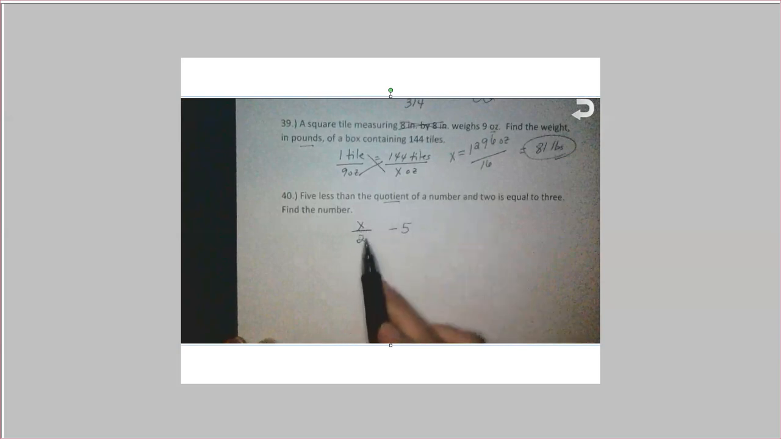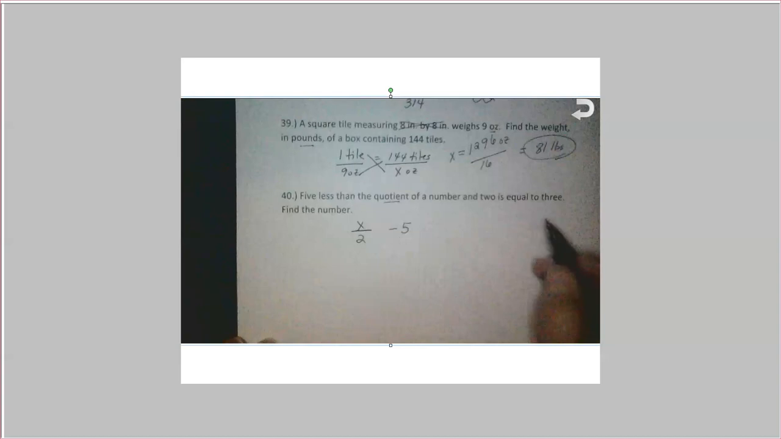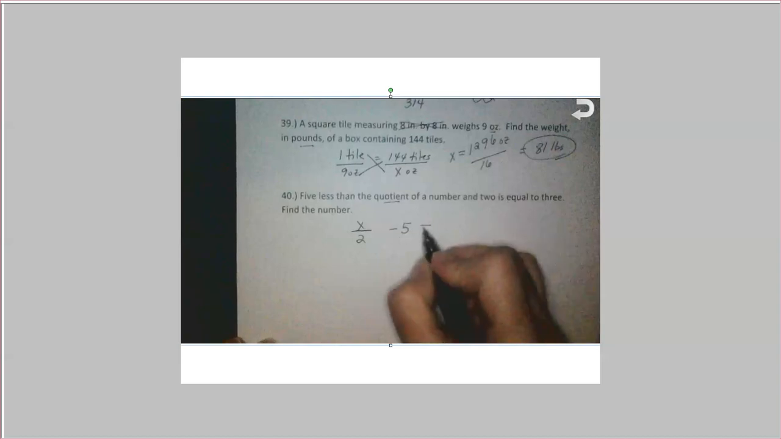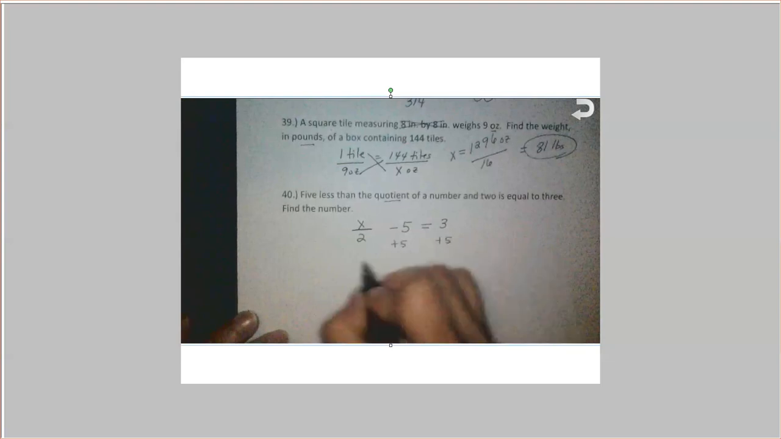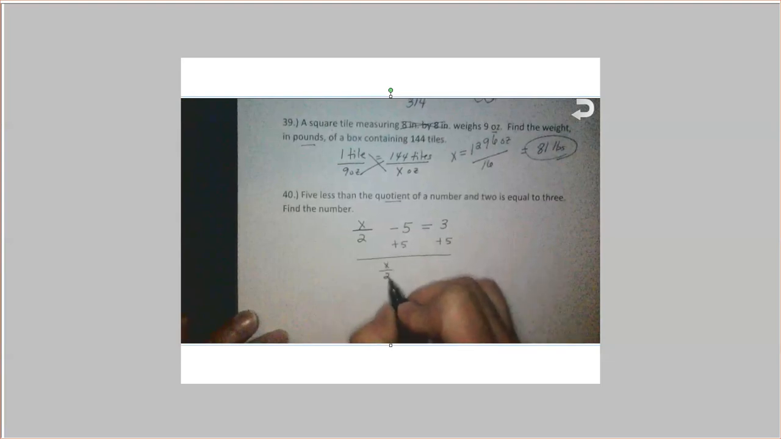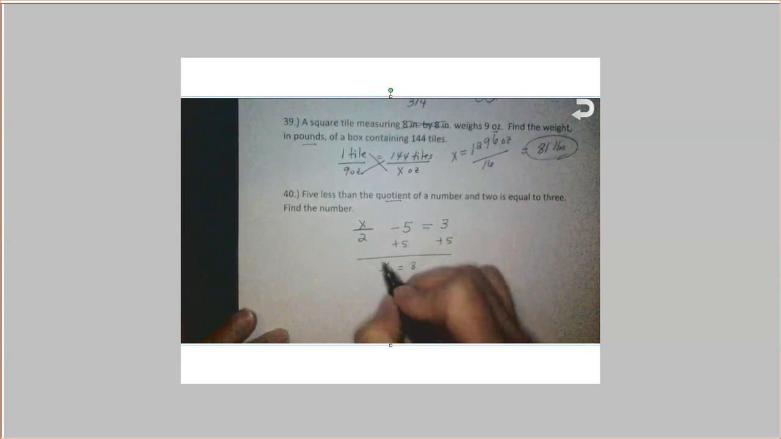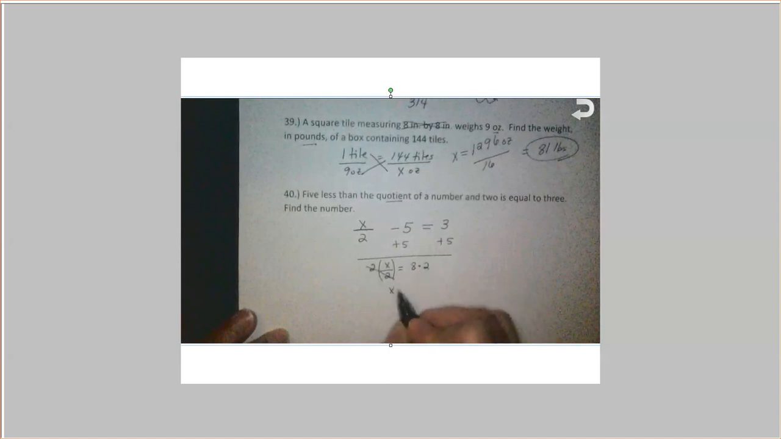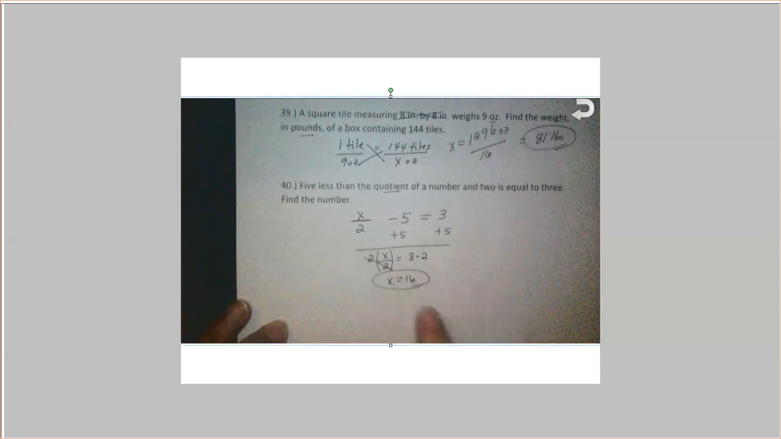So something divided by 2 minus 5 is equal to 3. So that's my equation. And I'm going to find that number by solving for x. The first thing I will do is add 5 to the other side. So x divided by 2 equals 8. What's the opposite of division? Multiplication. So we'll multiply both sides by 2. And my answer will be 16. We can check that. 16 divided by 2 is 8. 8 minus 5 is 3.